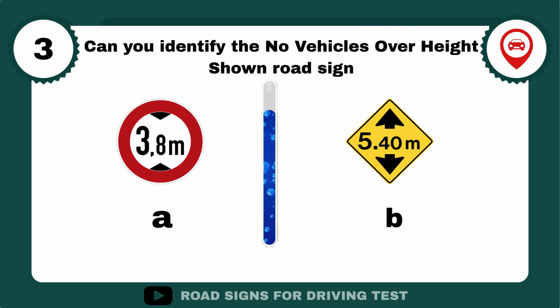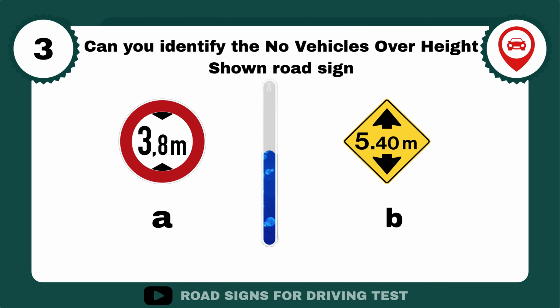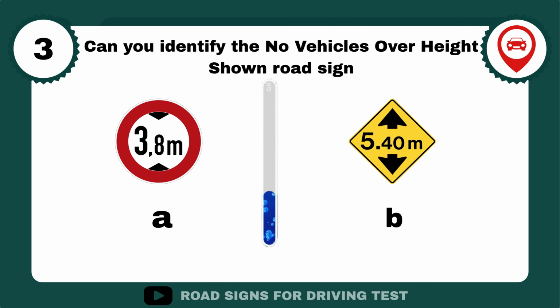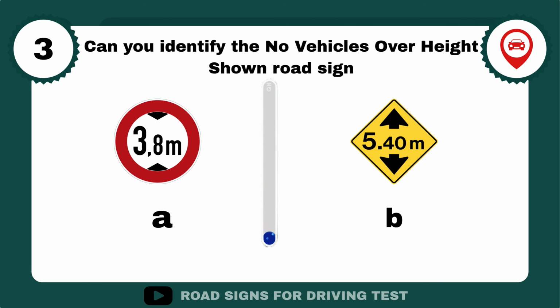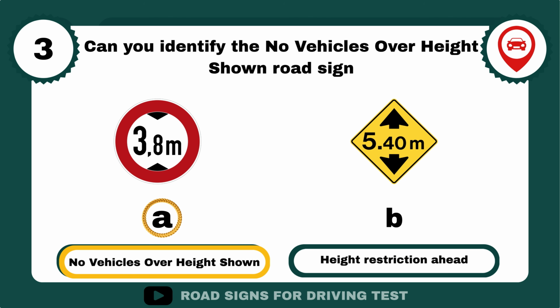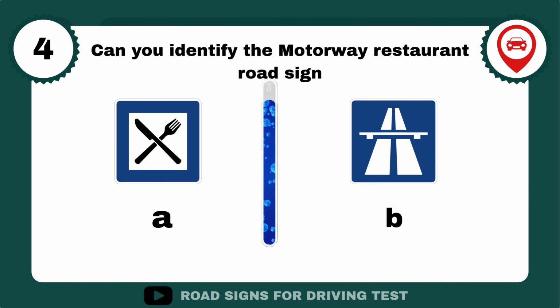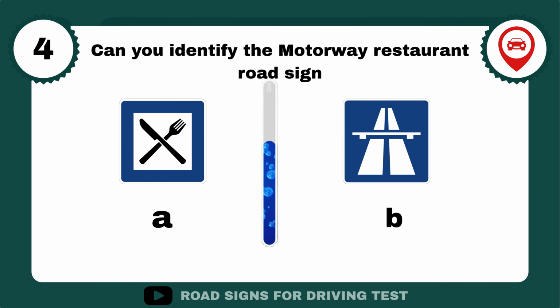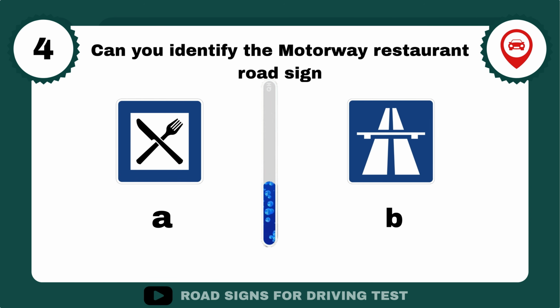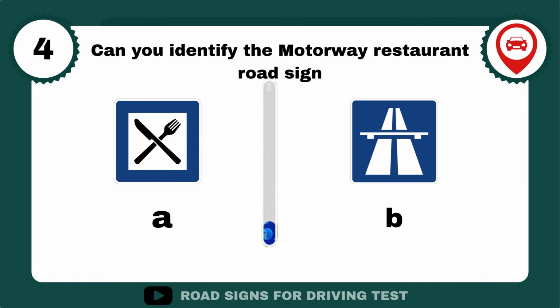Choose the correct No Vehicles over height shown sign. A. Where's the Motorway restaurant road sign hiding? A.